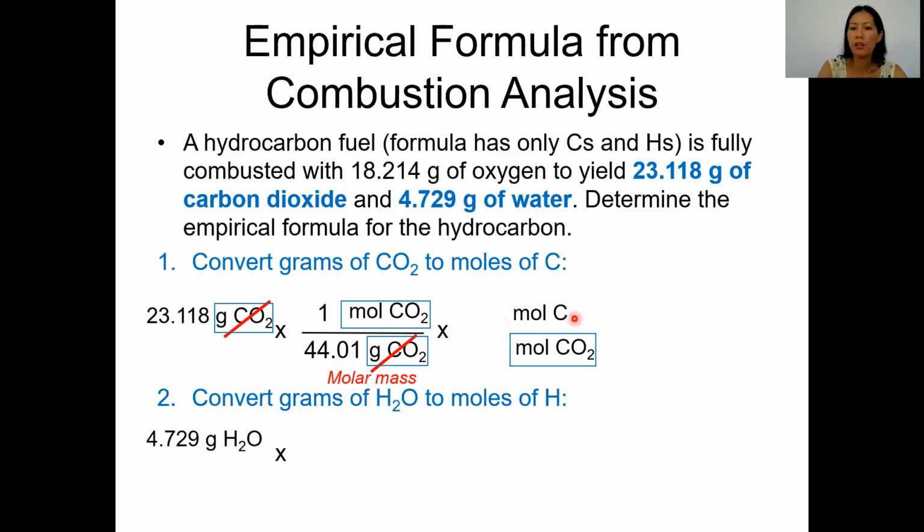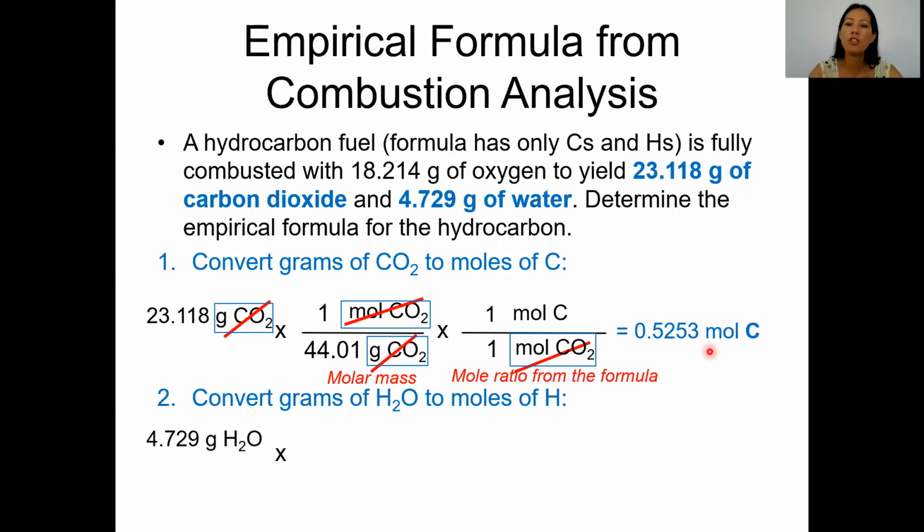And what are the numbers that I use? I have to look at the formula. For every 1 mole of this whole carbon dioxide, there is literally only 1 mole of C. So it's just 1 to 1. That's the mole ratio from the formula. Moles of CO2 cancel. Now I'm left with 0.5253 moles of C.